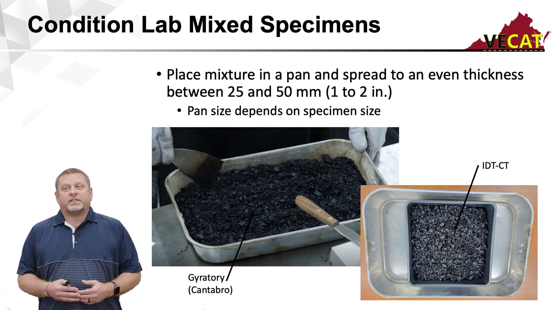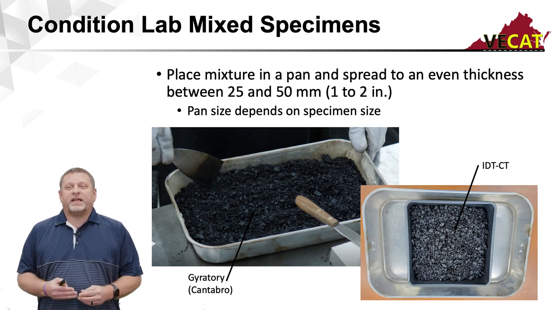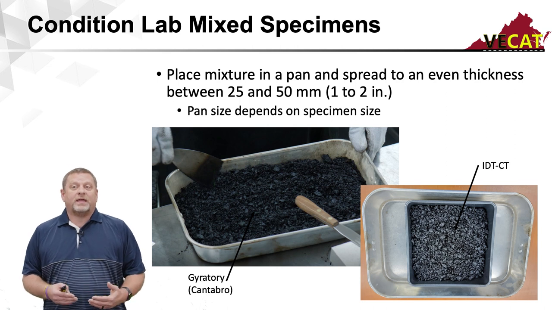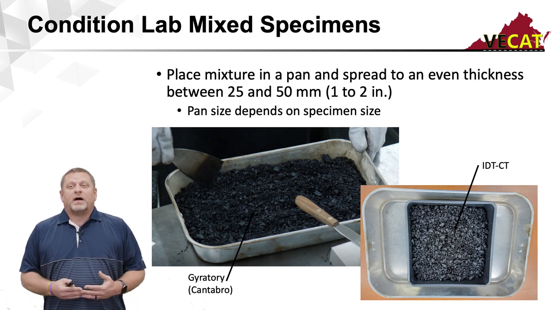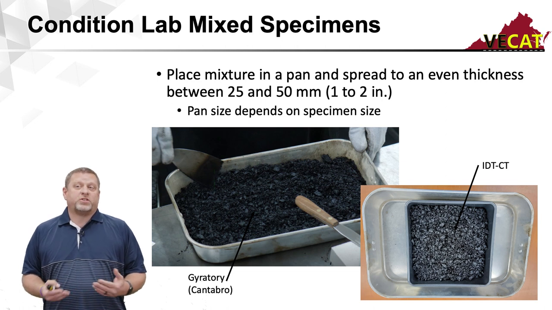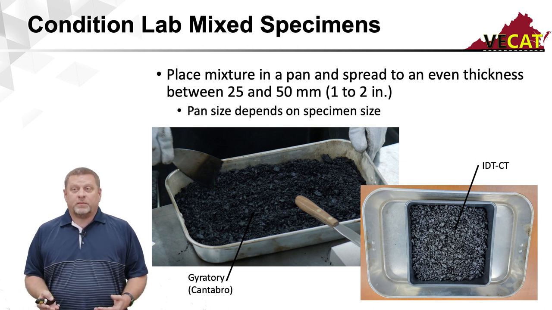When it comes time to condition our specimens for short-term oven aging, we need to be able to put our specimens in the proper pans for the proper time. The specification requires that this mix be placed between 1 and 2 inches thick, 25 to 50 millimeters.